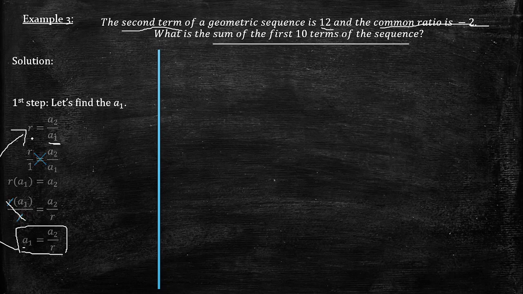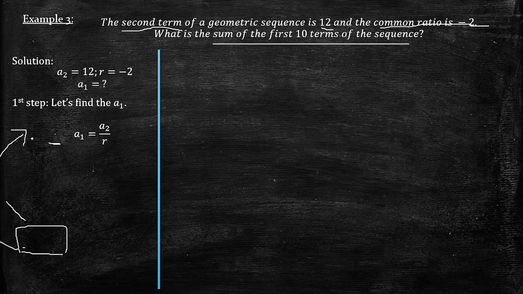So, let's continue. So, again, ito yung formula na gagamitin natin. A sub 1 is equals to a sub 2 divided by r. Then, let's get the given. So, a sub 2 is equals to 12. Then, the common ratio is equals to -2. Then, the missing is the a sub 1. Substitute the values. So, the a sub 1 is equals to 12 divided by -2. So, a sub 1 is equals to -6. So, the first term is -6.